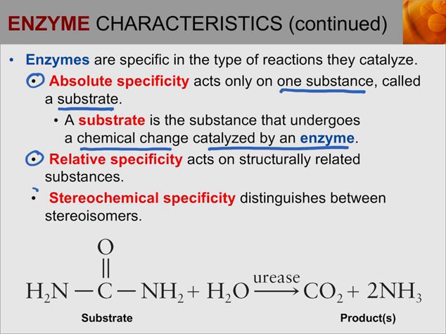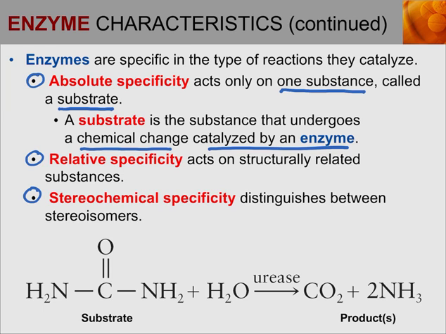Then there's stereochemical specificity, and this is an enzyme that distinguishes between stereoisomers. So let's say you had a D sugar and an L sugar. An enzyme that had stereochemical specificity might only act on the D sugar and not the L sugar.